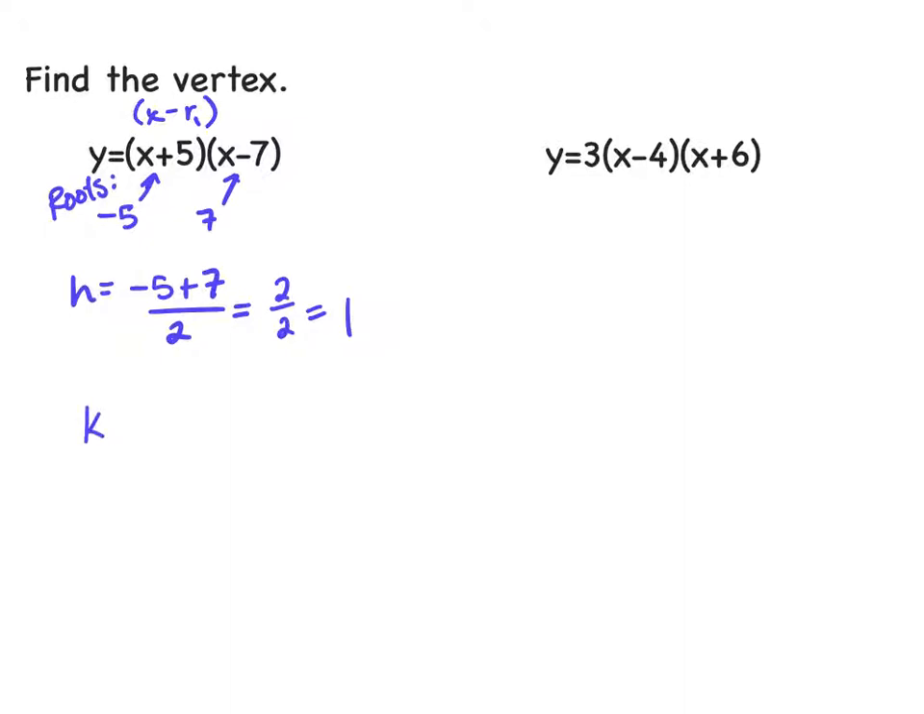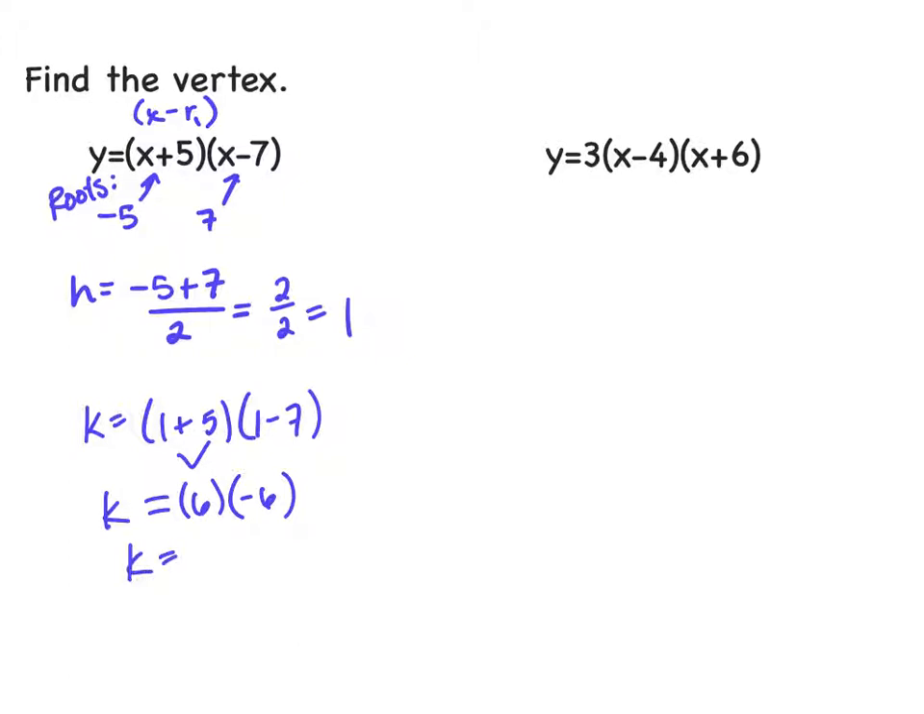For the k value, I'm going to plug that back into my original equation here for x. So I've got 1 plus 5 times 1 minus 7. 1 plus 5 equals 6. 1 minus 7 equals -6. You may start to notice a pattern here. Once you multiply those out, we get -36. So my vertex is 1, -36.